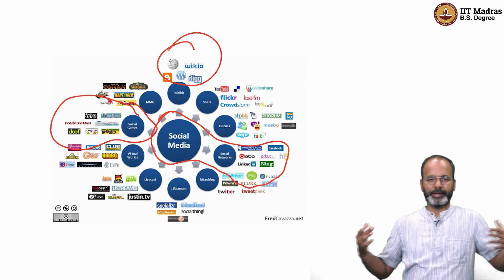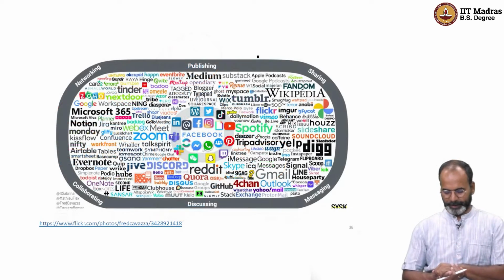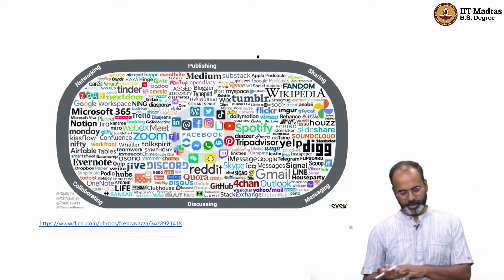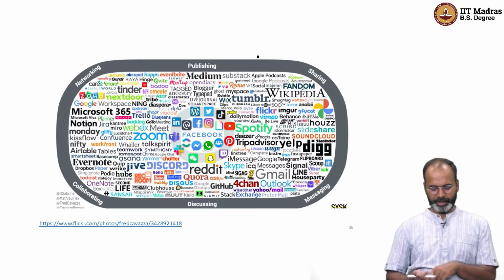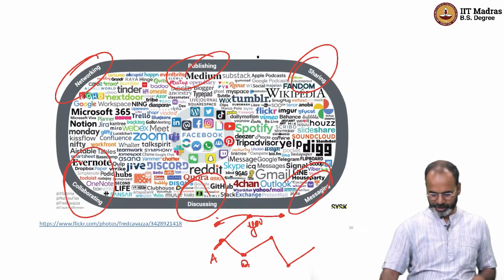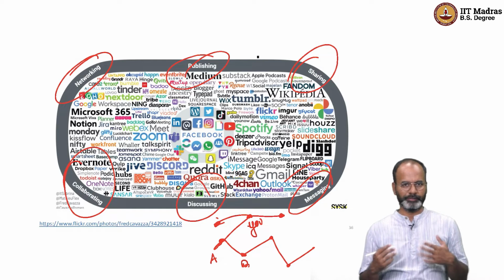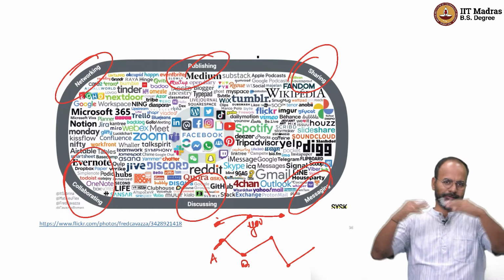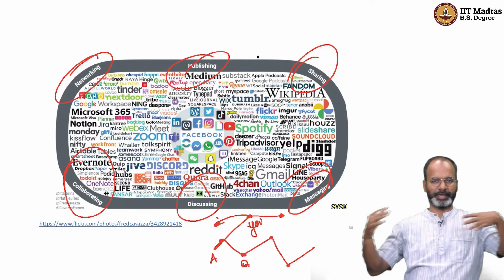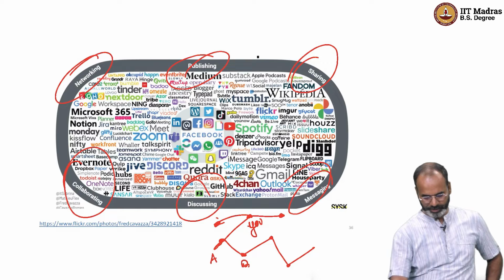So social media encompasses all of these things, right? This one again gives you a sense of various different types of social media: publishing, networking, sharing, messaging, discussing, collaborating. There's all of this. So wherever there are users coming together to do something, you can think of it as a network. So network as in something like this, nodes as users.